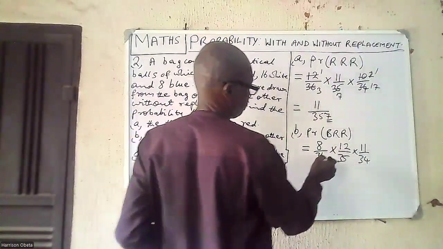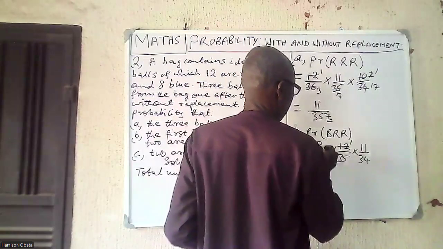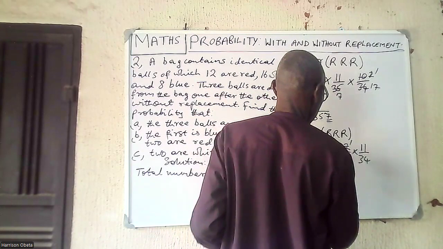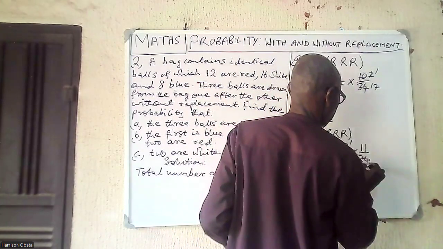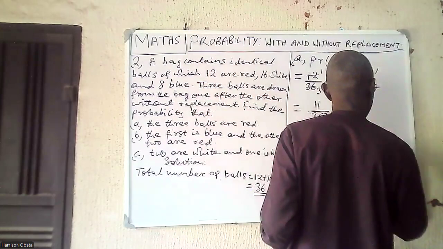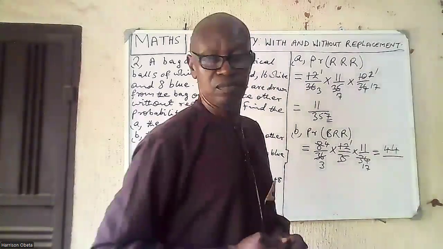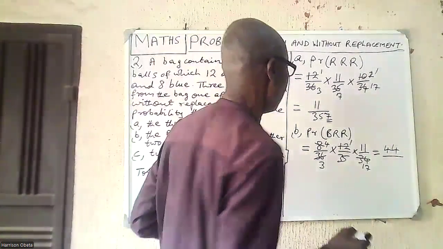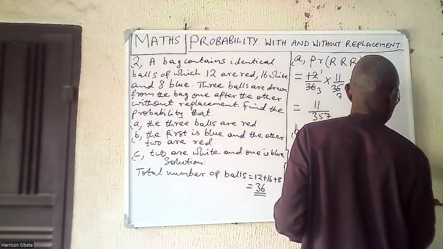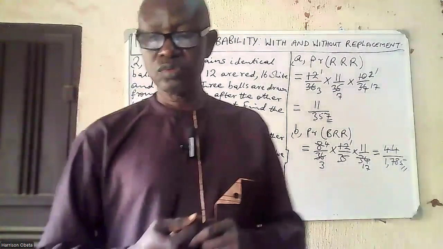Then you simplify. This is 3, this is 1, this is 2, this is 4, this is 17. And 4 times 11 will give us 44 all over. To multiply out, it will give you 1,785. That is 3 times 35 times 17. 1,785 as the final answer to that.